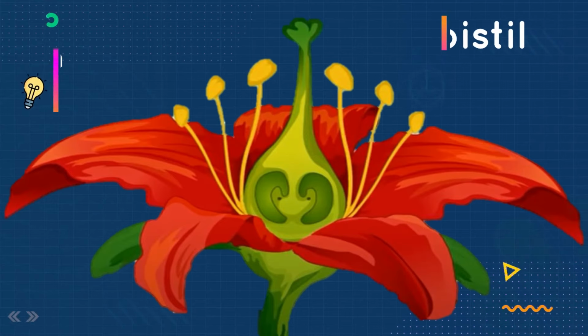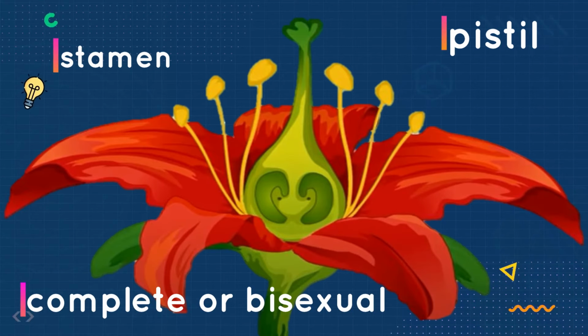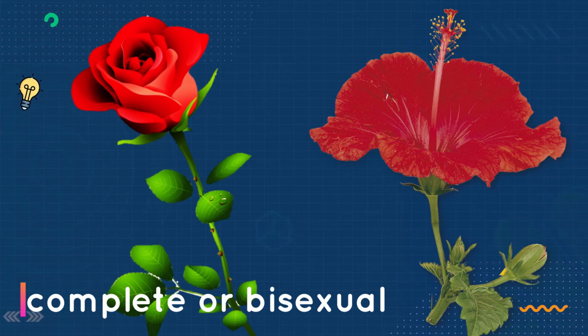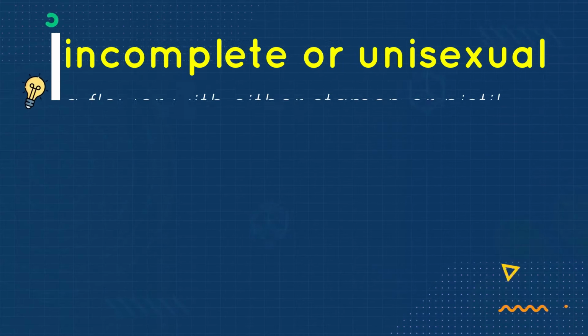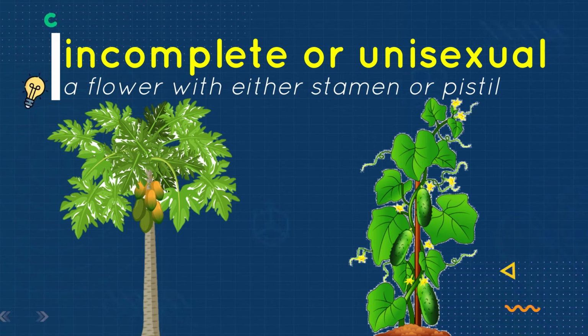If both pistil and stamen are present, the flower is considered complete or bisexual, like rose and gumamela. On the other hand, a flower with either stamen or pistil is considered incomplete or unisexual. Plants like papaya and cucumber produce only unisexual flowers.